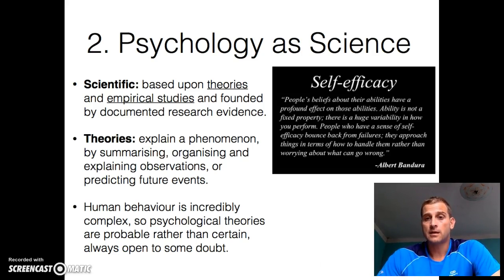Now he states here that people's beliefs about their abilities have a profound effect on those abilities. Ability is not a fixed property. There is a huge variability in how you perform. People who have a sense of efficacy bounce back from failures. They approach things in terms of how to handle them rather than worrying about what can go wrong. So when you read about Mr. Bandura in the textbook, you'll see his belief is our beliefs determine how well we might perform in given situations.